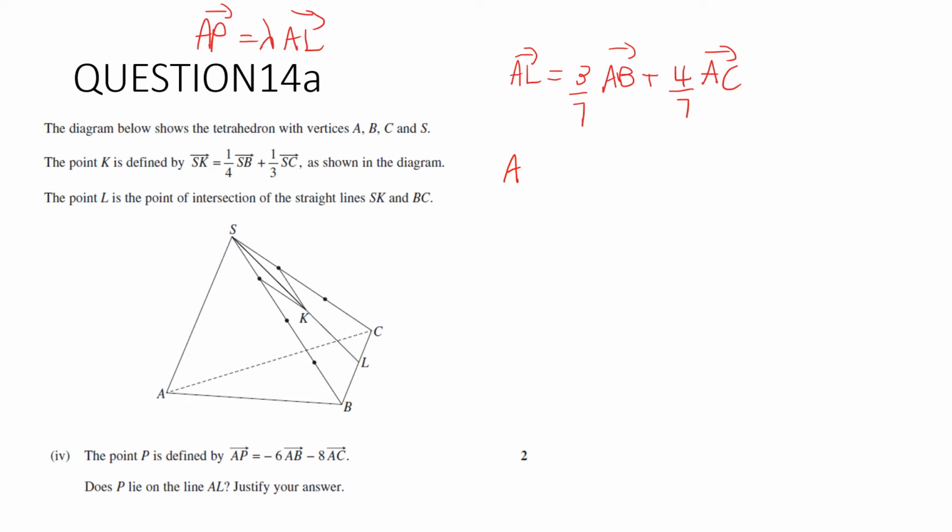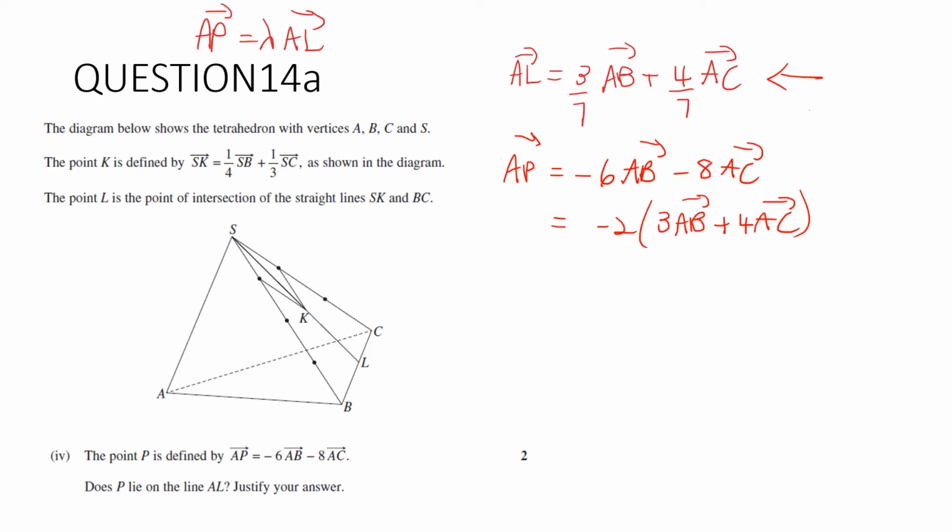Okay, we know that AP is equal to negative 6AB minus 8AC. Let's factorise negative 2 out. This is 3AB plus 4AC. Close, aren't we? Let's times by 7 on 7 gives us a negative 14.